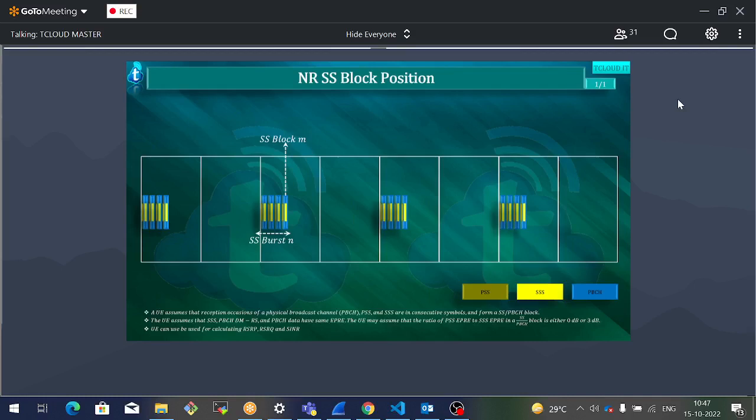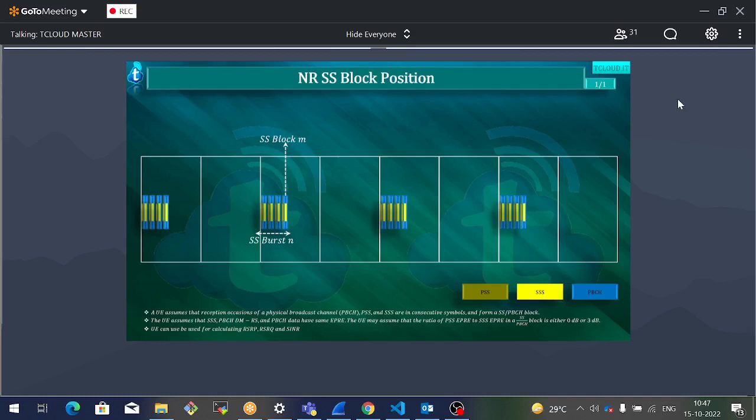Multiple blocks put together are called SS burst. And SS burst would be decided based on the configuration. Of course, configuration is not fixed. Configuration is variable. Operator can decide to send all the SS blocks in a burst, or some of the SS blocks can be ignored as well. So there is a concept called a bitmap also. By using the bitmap, you can ignore some of these SSB blocks.